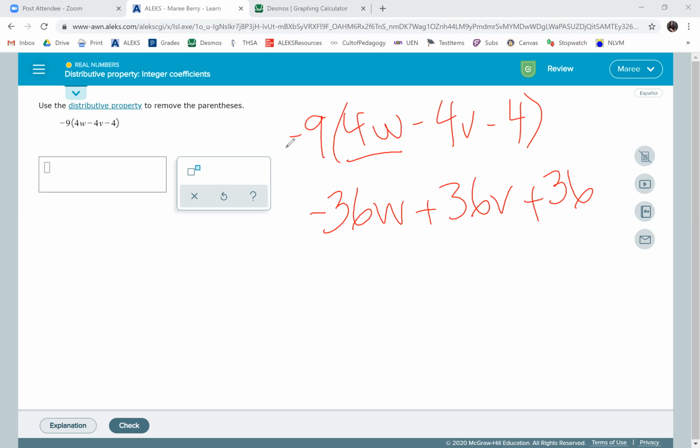So because of this minus sign right here, I just changed all the signs and then multiplied by 9. So you can do it that way too, where you change the signs as you go. That's just something that's up to you to do.